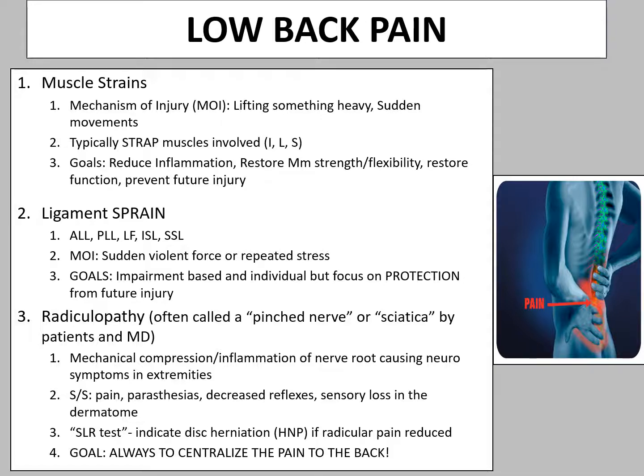As discussed in thorax class, the goal is to centralize the pain to the back. So we don't want the radicular symptoms into the extremities, but to be able to centralize it back up into the spine. A lot of times we think of McKenzie exercises to accomplish this goal.